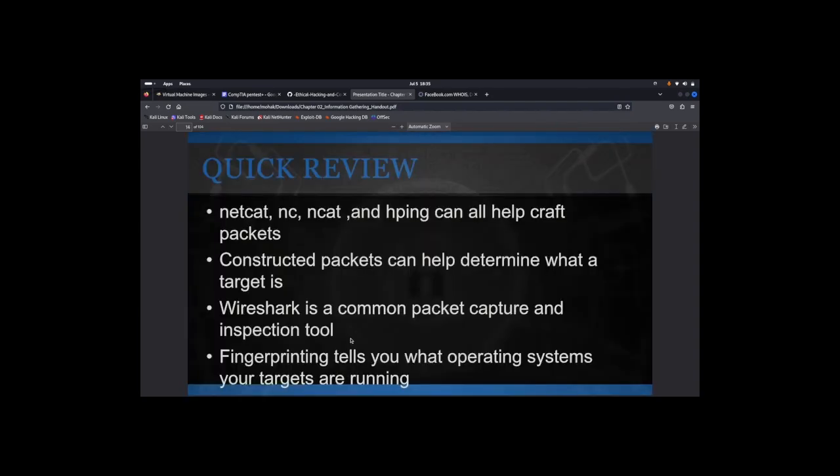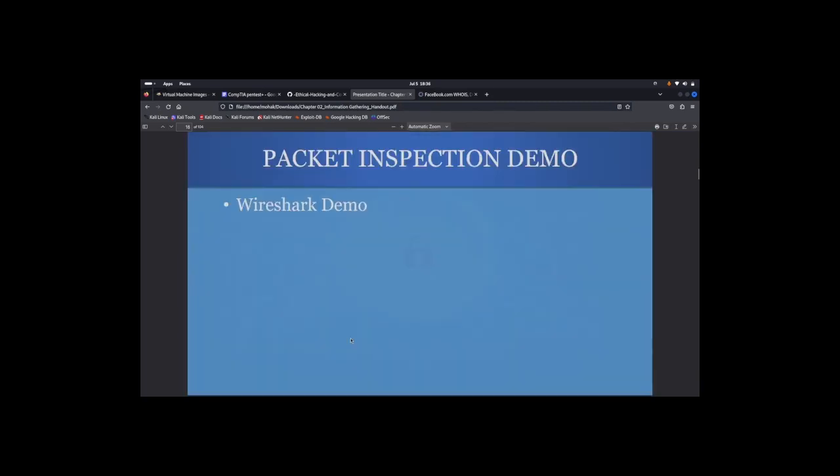What do you have to know? Netcat, NC, NCAT, HPing all can help to craft packets. Craft means basically manipulate packets. Constructed packets can help determine what a target is. If you analyze the packet more, you can know about the target more. Wireshark is a common packet capture inspection tool. I'm thinking of creating a whole spin-off on Wireshark, because Wireshark is a really good application. I have to learn about it more. And fingerprinting tells you what operating system your target is running or something like that.